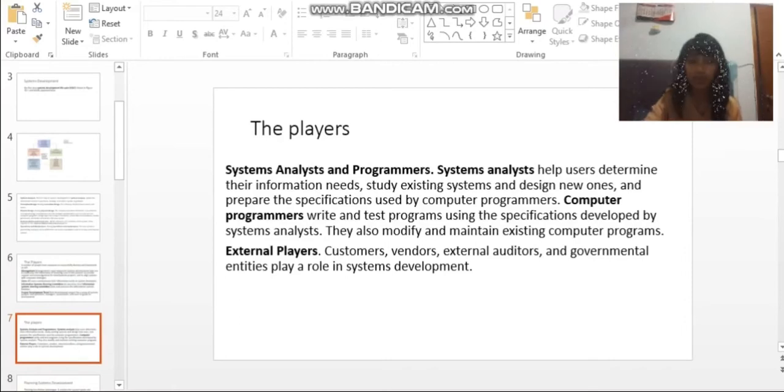And still the players. Systems analysts and programmers. Systems analysts help users determine their information needs, study existing systems and design new ones, and prepare the specifications used by computer programmers. Computer programmers write and test programs using the specifications developed by systems analysts. They also modify and maintain existing computer programs. External players. Customers, vendors, external auditors, and governmental entities play a role in system development.